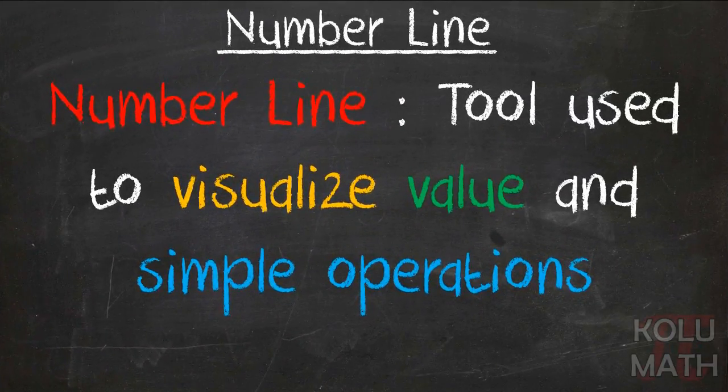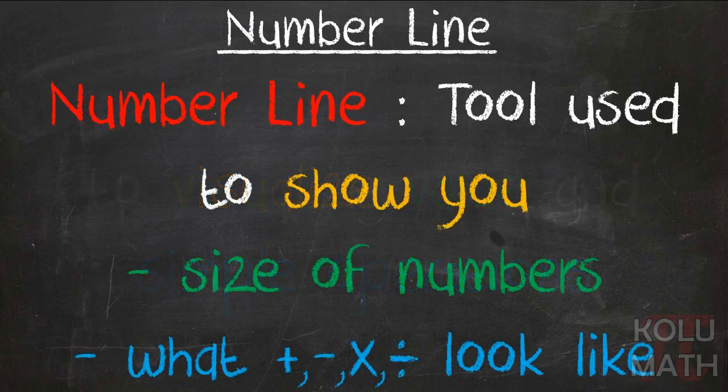And today we're going to be talking about a tool you might be familiar with from your math class. It's what we call a number line. A number line is a tool that's used to visualize value in simple operations. That's another one of those definitions with words that don't really tell you what's going on. You have to sort of think about what they mean. Let's simplify that a bit.